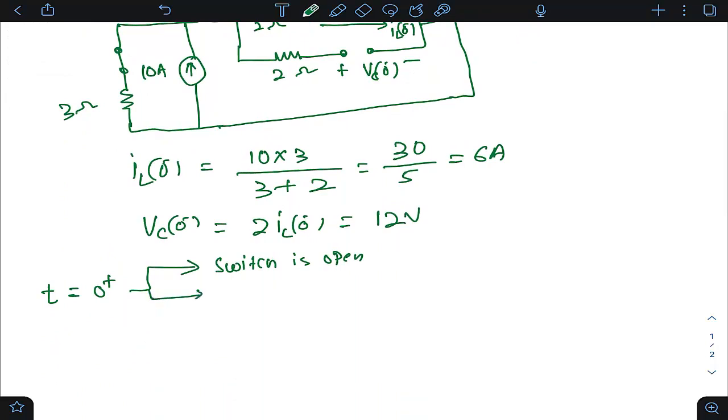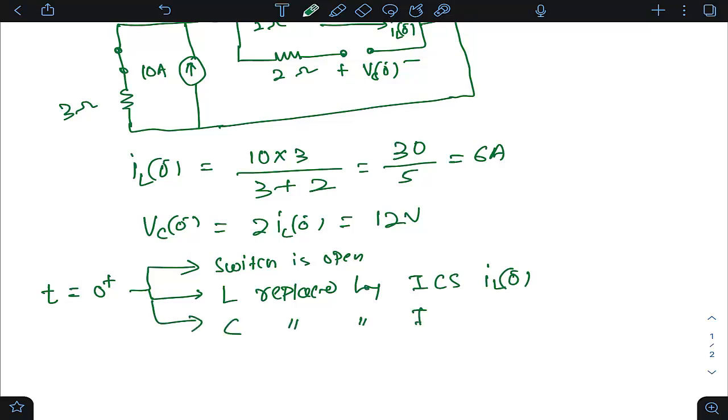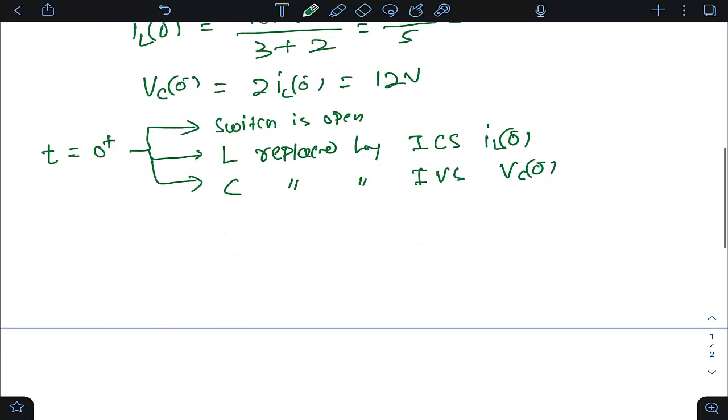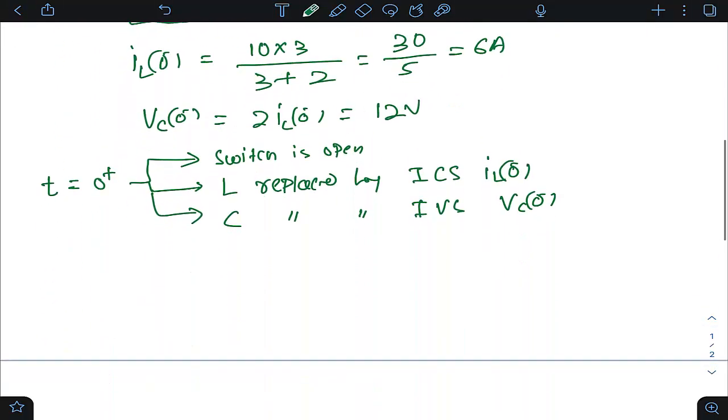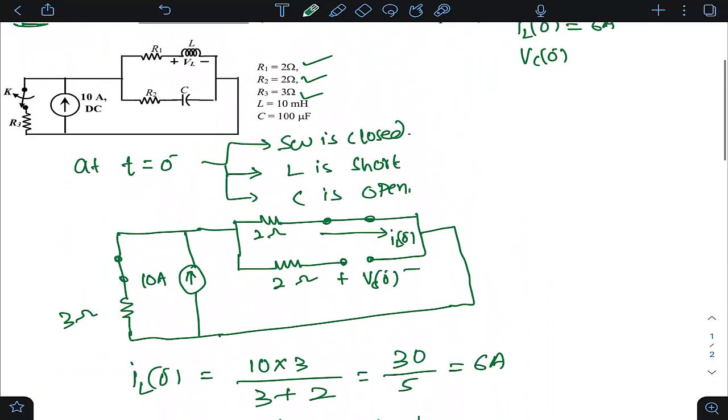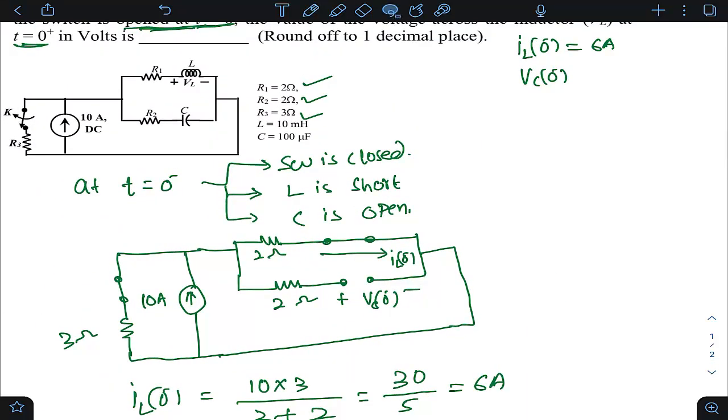So in this case, what happens? The inductor should be replaced by an ideal current source whose value and direction are the same as IL(0-). Similarly, the capacitor should be replaced by an ideal voltage source whose value and polarity should be the same as VC(0-). Considering this, how will the circuit look? Let me copy this.